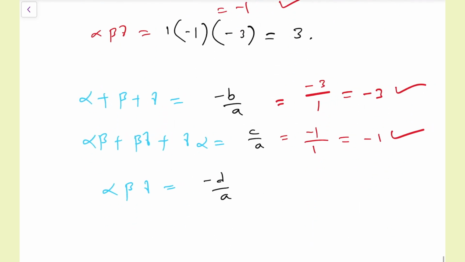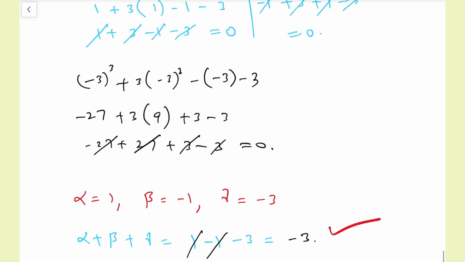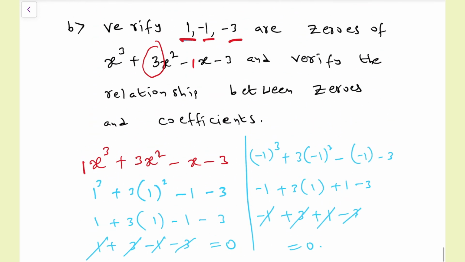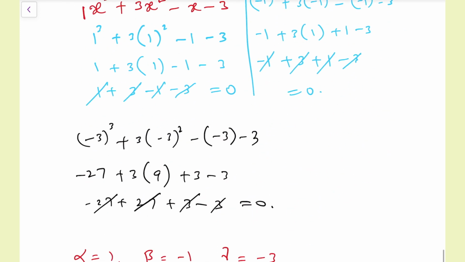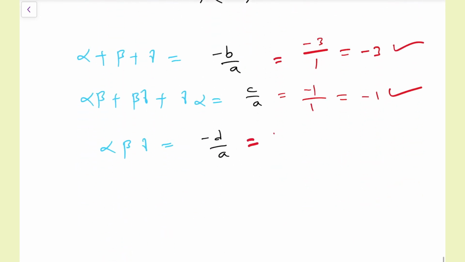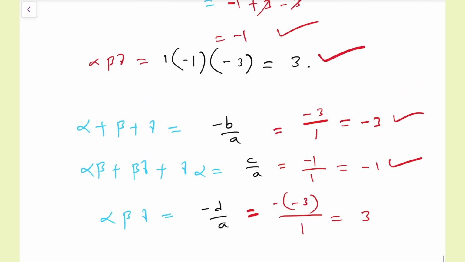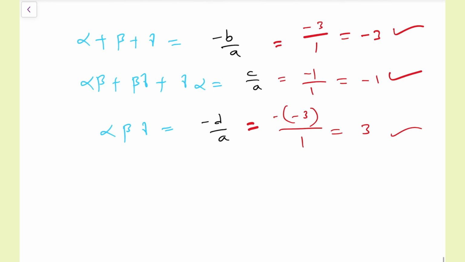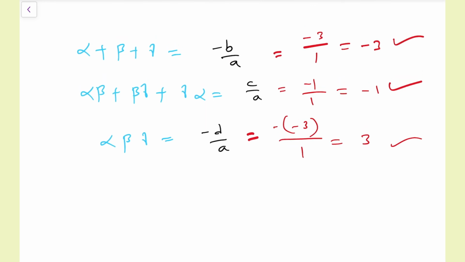Then finally alpha into beta into gamma, that is minus d by a, right? So d is nothing but the constant. Here the constant is minus 3. Already we have the minus symbol. So minus of minus 3 divided by a, which is 1. Minus of minus 3 is plus 3. So here also we got plus 3, here also we got plus 3. This is the verification of the zeros with the coefficients.